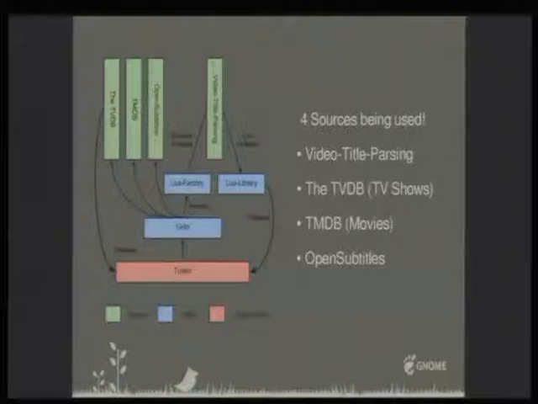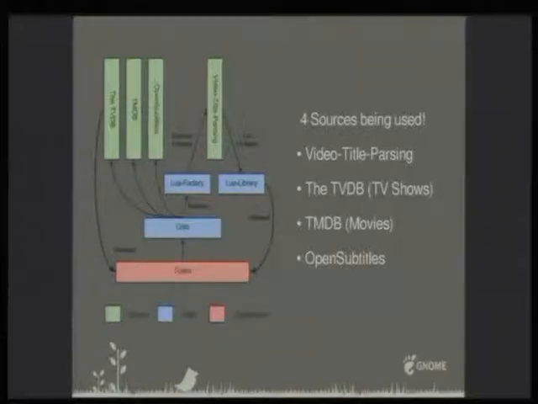The TVDB for TV shows, so it gets the cast, the director, so on. TMDB, which is used for movies, and Open Subtitles plugins, so you can get the subtitles for that movie or that TV show that you want to see. How it works? So Totem asks Grilo, I have the file name of this movie.